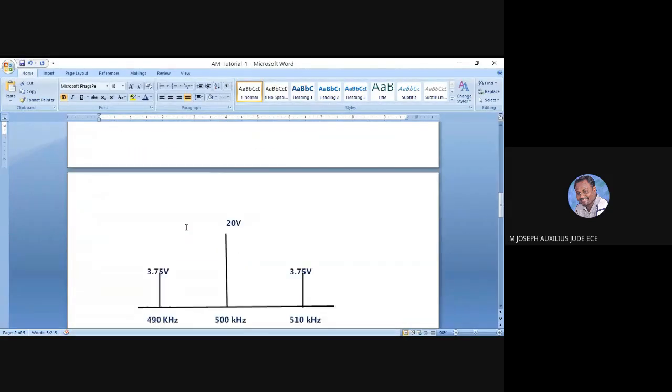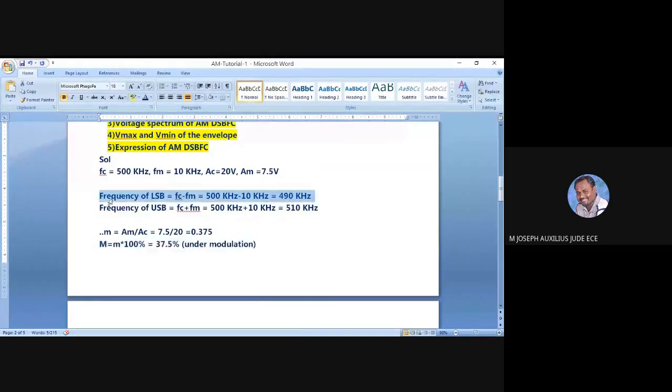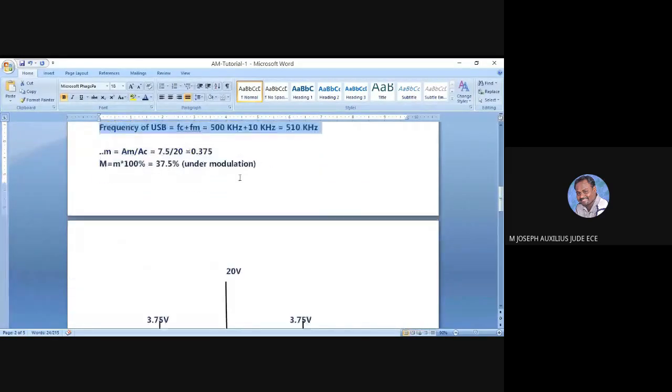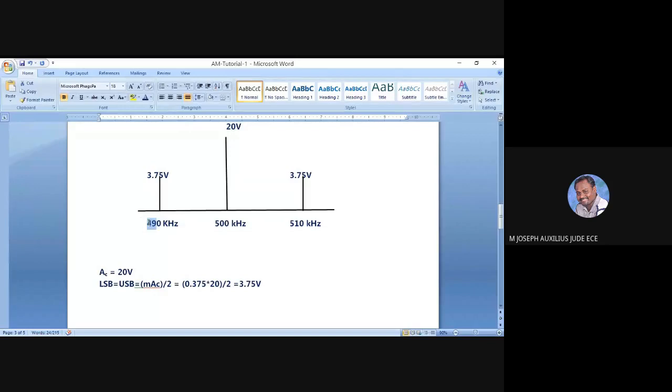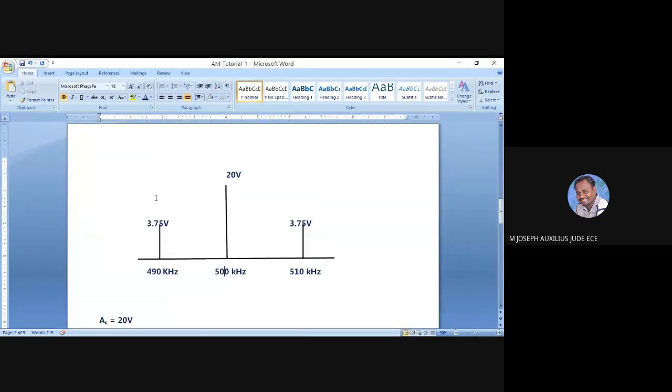So now, based upon the derived values of the first one, we are going to draw the voltage spectrum of AM double sideband. In this voltage spectrum, the x-axis is the frequency component and the y-axis is the amplitude component. The lower sideband is FC minus FM, which is 490 kilohertz. The upper sideband is FC plus FM, which is 510 kilohertz. What is FC? FC is given in the problem itself, 500 kilohertz. So based upon this, we have just drawn the x-axis.